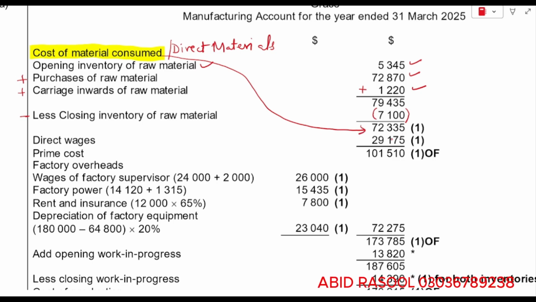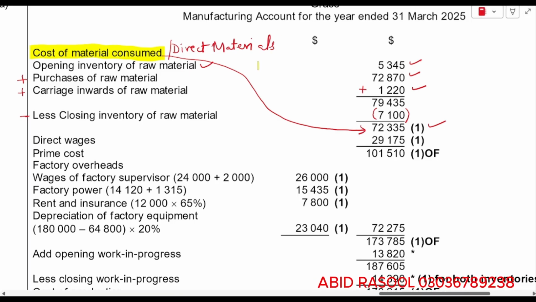It is 72,335. And up to here, writing all these things, understand for the marking scheme. Okay, we will do this calculation and you will get only 1 mark if you correctly calculate this value of 72,335. Then the next part is direct wages, direct labor. Okay, this is the next part of our manufacturing account.